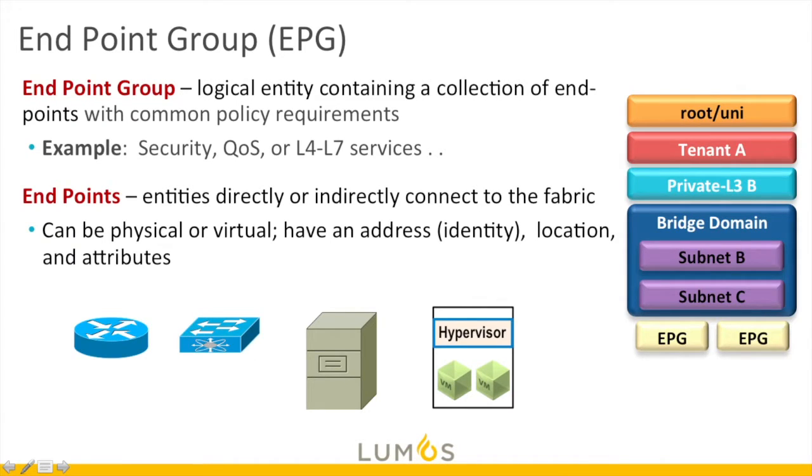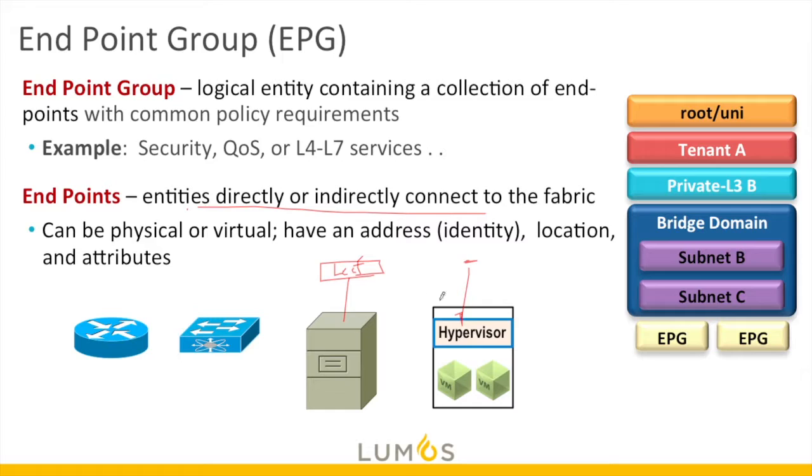Endpoint groups. Endpoint groups are a logical entity containing a collection of endpoints with common policy requirements. Typically, an EPG will represent a tier in an application. So the web tier, application tier, database tier, etc. So endpoints can be directly or indirectly connected to the fabric. So we could have a host that's plugged directly into a leaf. We can have a hypervisor that's plugged directly into a leaf.